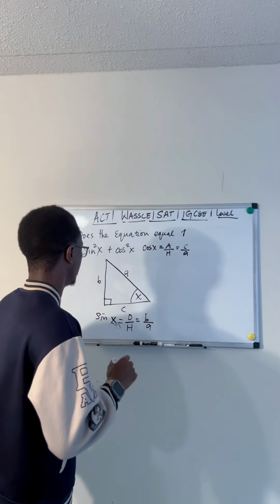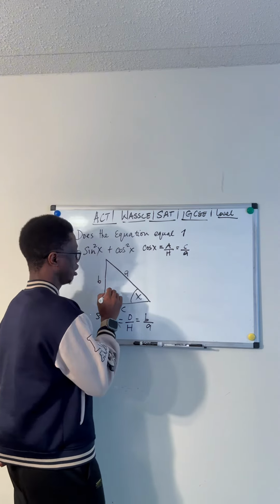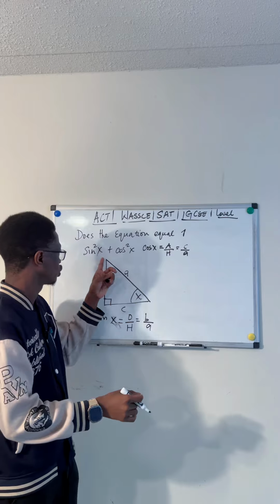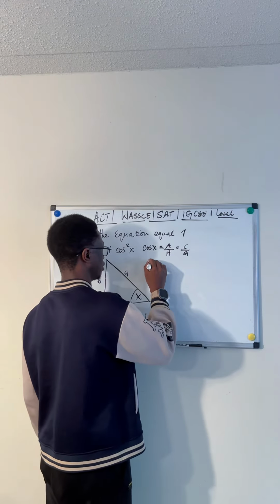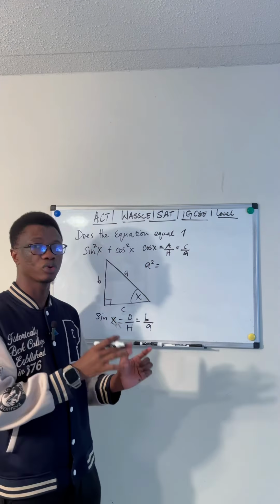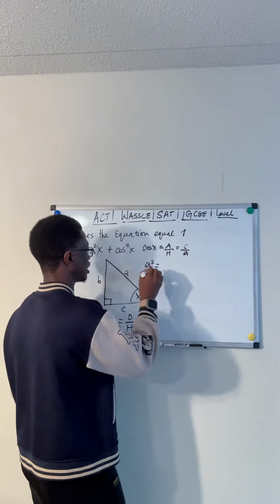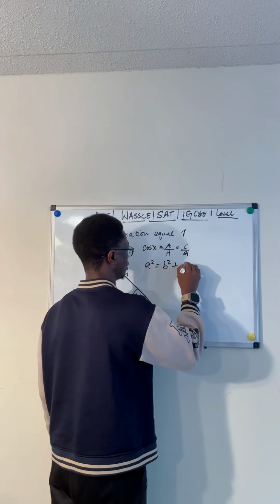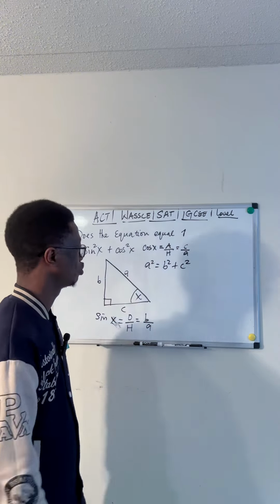The second one is Pythagoras theorem. It states that the square of the longest side, which is A square, is equal to the sum of the squares of the two remaining sides. So that is B square plus C square. Let's just keep those two.